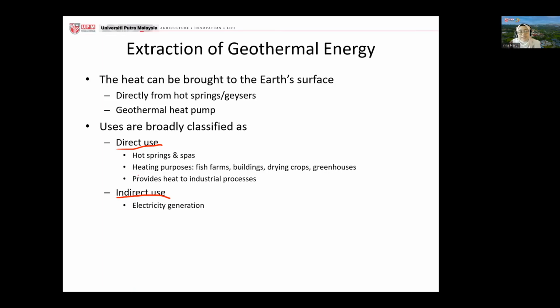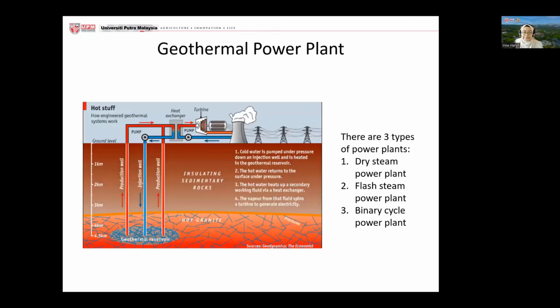And then for heating purposes, you can use that for a number of different applications, right? And also it can actually be used to provide heat to industrial processes. But the only difference is that this is direct, so you just use the water as it is, okay, to heat up something. And indirect is that you use a heat pump to convert this thermal energy into electricity.